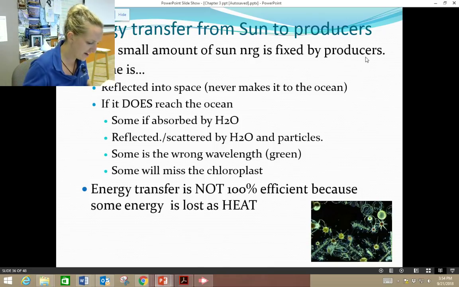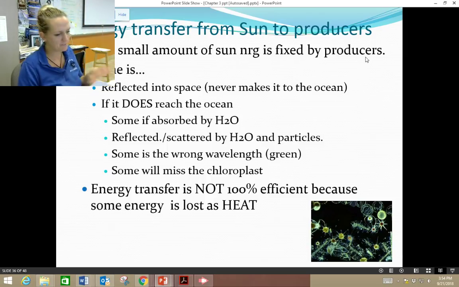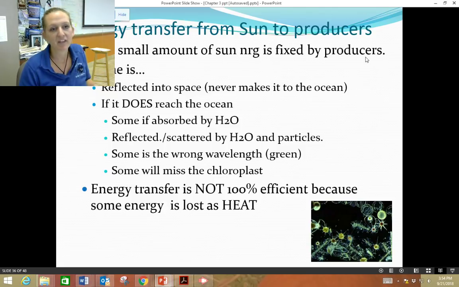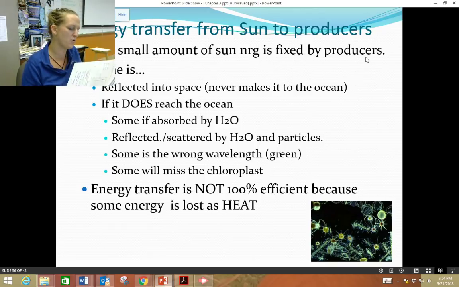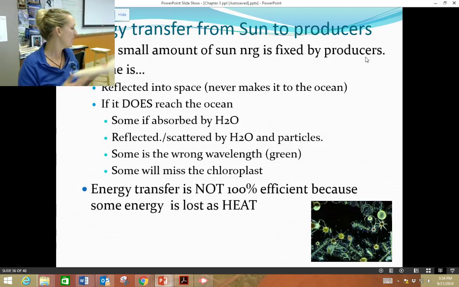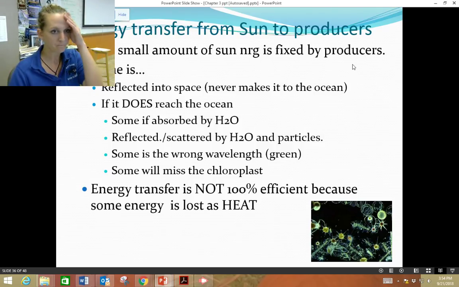Well, the question asked, explain why there's a limit. Is this it? No. Okay. Explain why there's a limit to the wavelength that can be absorbed by plants, or explain why not 100% of the energy that is sent to the ocean is absorbed by plants, something like that. So you have to know these factors. It's typically a 3-mark question.